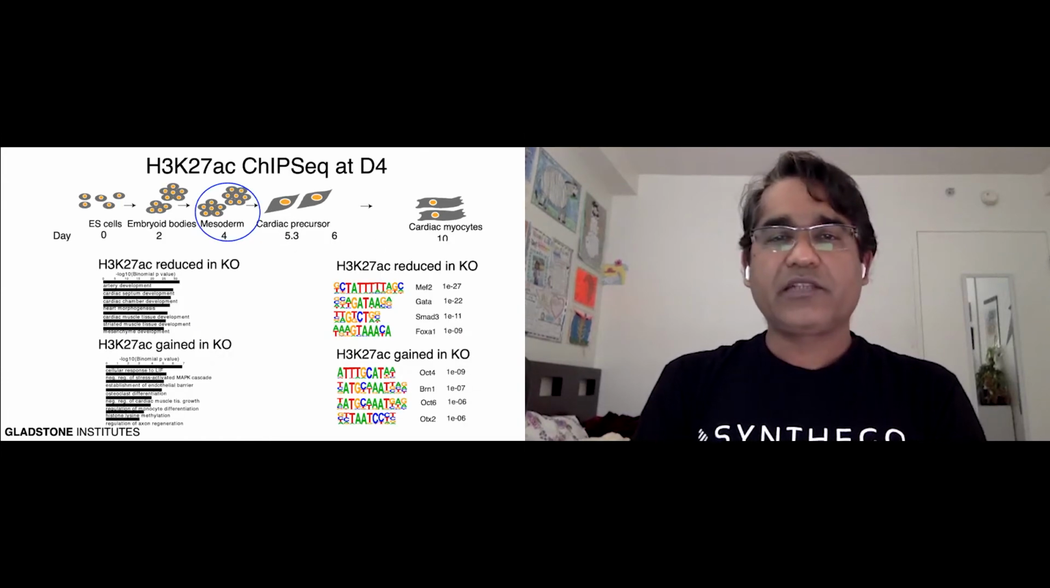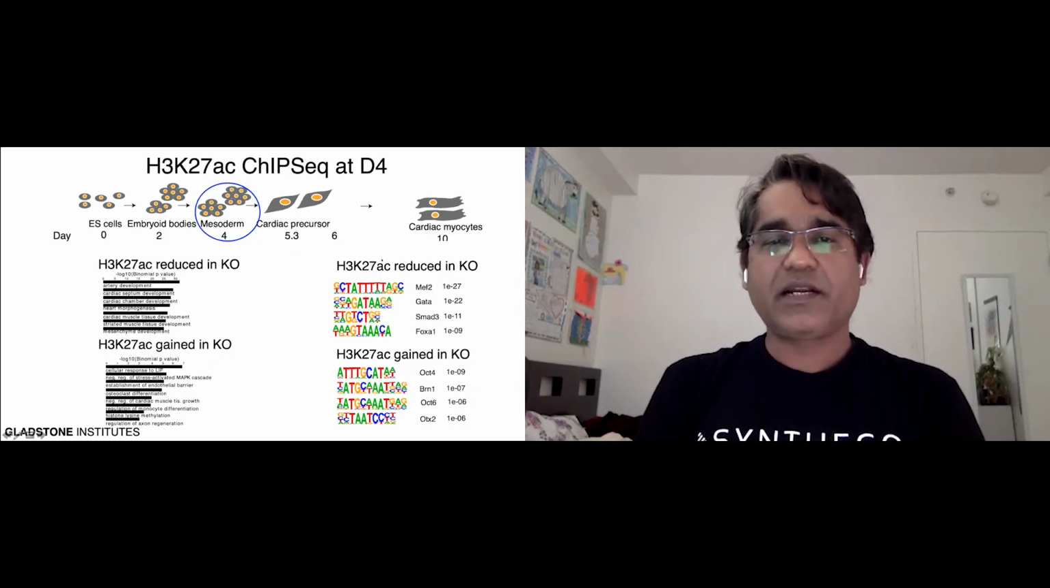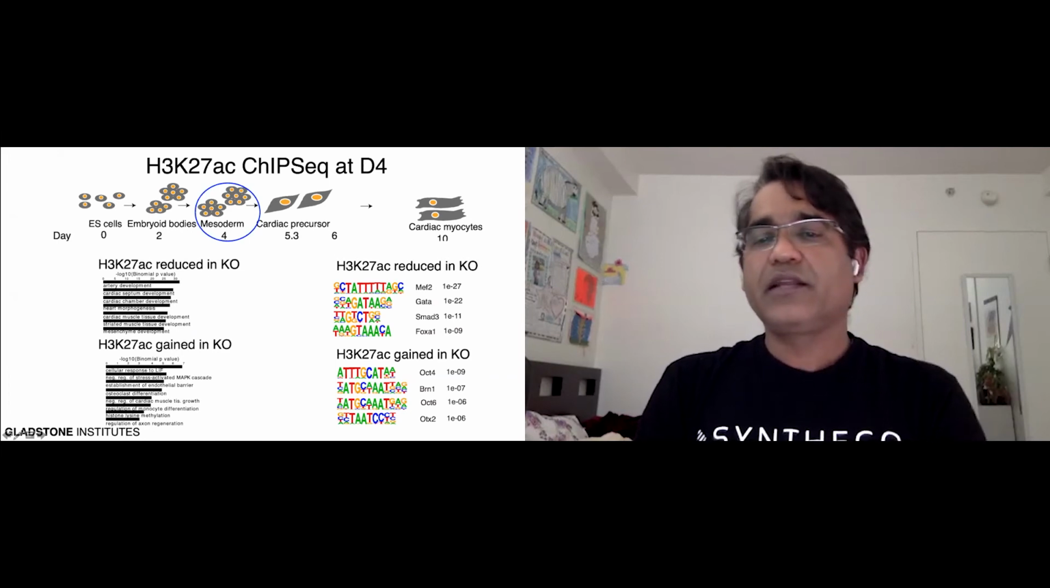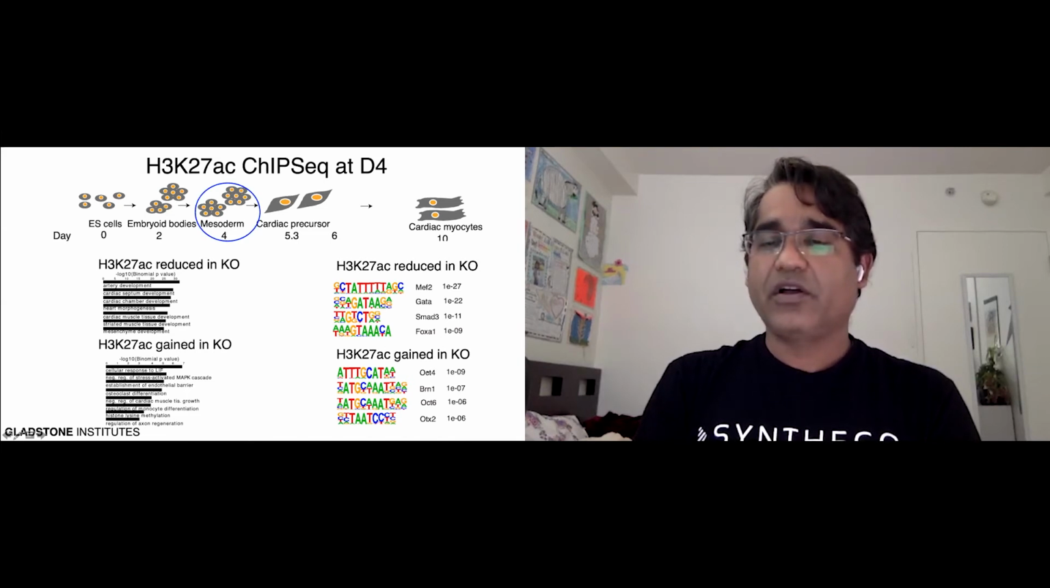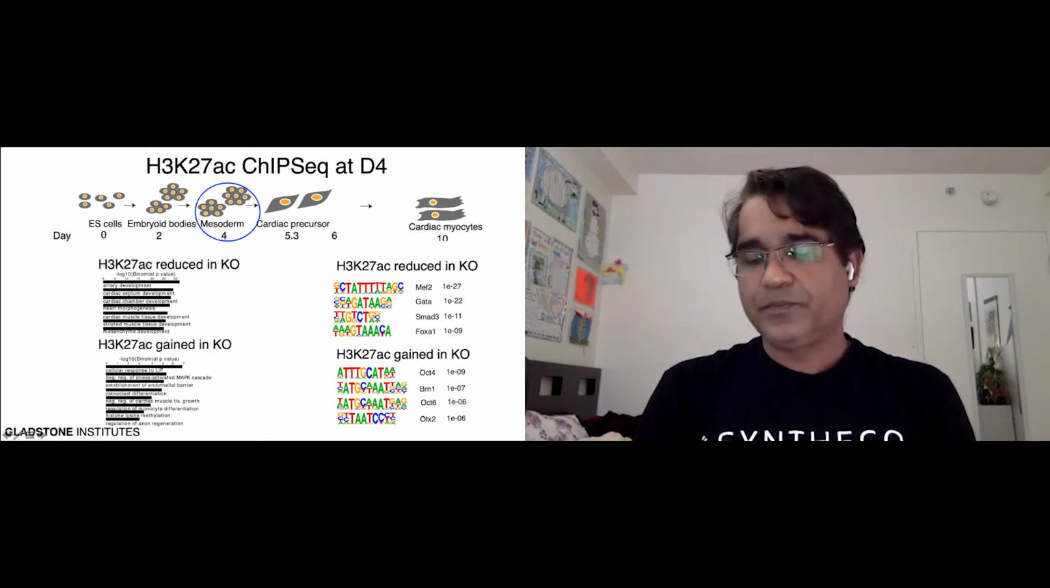And we did H3K27 acetylation ChIP-seq at day 4, and we found again that the H3K27 sites that are reduced in KO are mostly cardiac sites, MEF2, GATA4 kind of motifs. But the sites that gained in KO, again OCT4 and the BRN and OCT6 are again OCT motifs and OTX motifs.